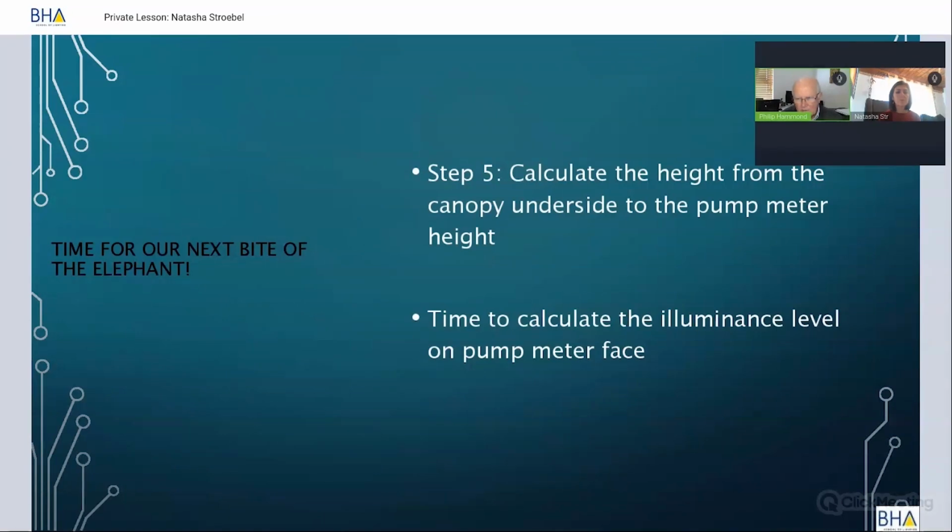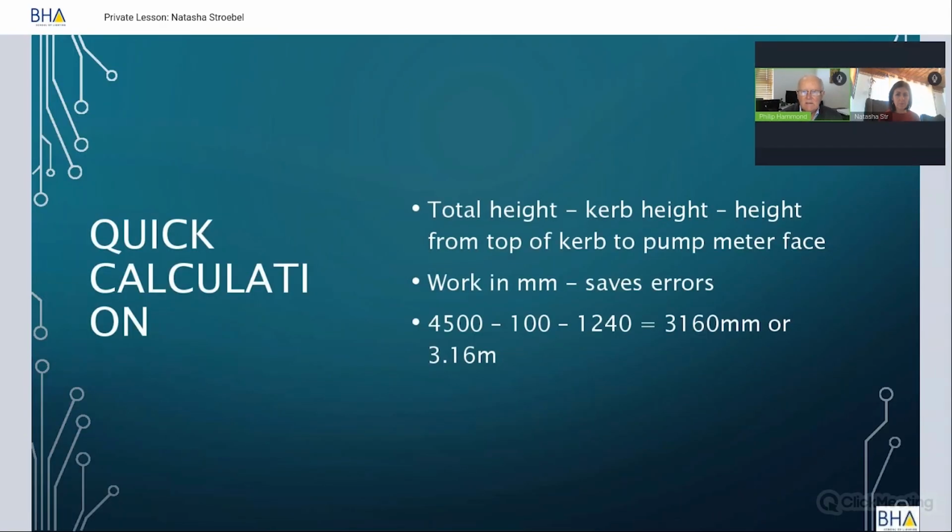On the driveway, we've worked it out. We're going full steam ahead. That's fine. So we've got to do that. You've got your total height to the curb height, and then the height from the top of the curb to the pump meter face.